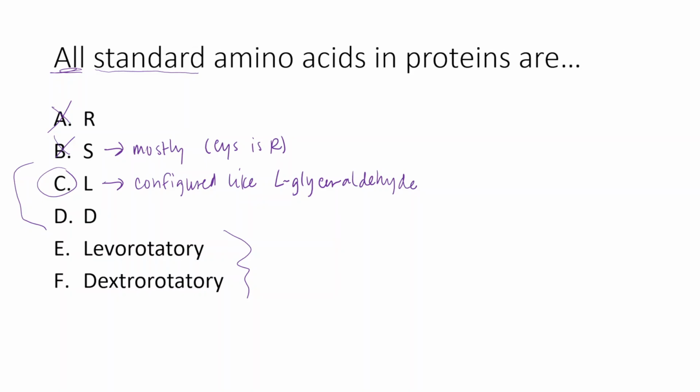And so the R and S also refers to configuration, but it has to do with the priority of all the different functional groups and things like that, and that does differ. They're mostly S, but one of them is R. But they're all configured the way L-glyceraldehyde is configured. So it's a little bit confusing because there's L and D, and they're not the same as levorotatory and dextrorotatory, but hopefully this helps a little bit. Any questions about this?